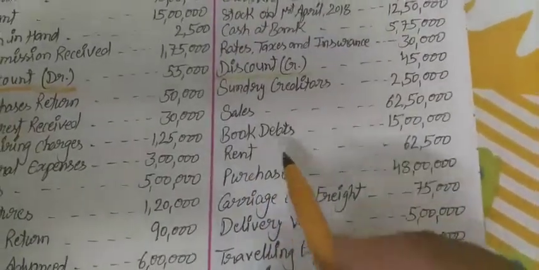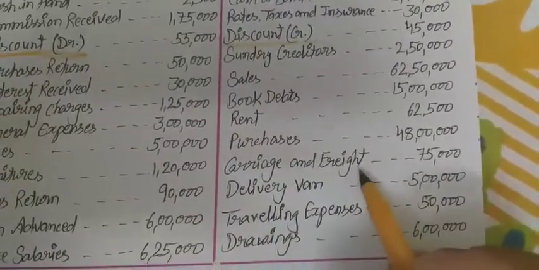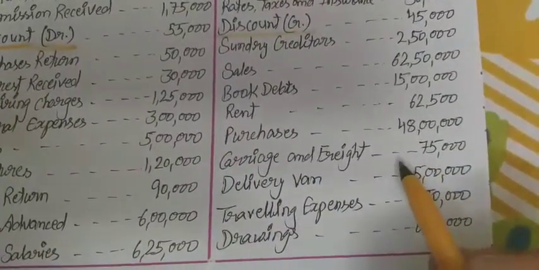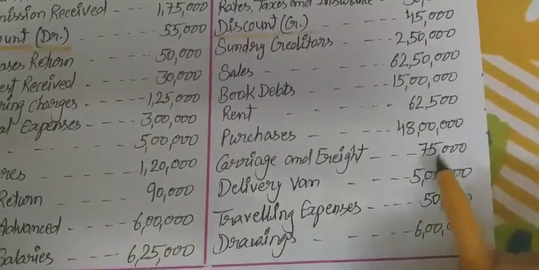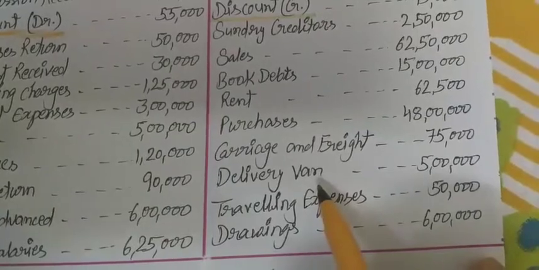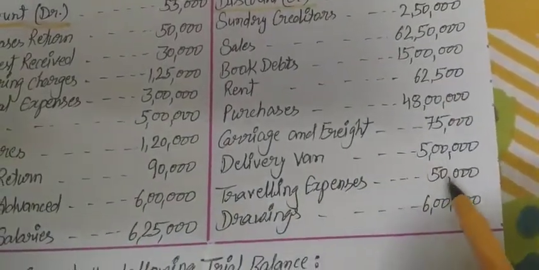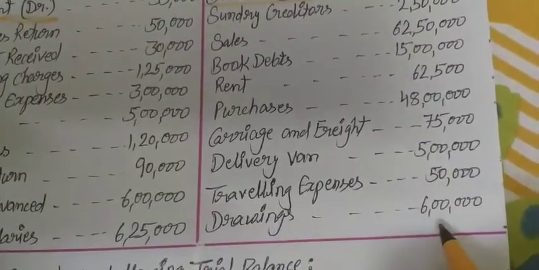be debit. Next one is purchases 48 lakh, carriage and freight, this is an expense, 75,000. Delivery van, it is an asset for the business, 5 lakh of rupees. Traveling expenses 50,000, and drawing 6 lakh of rupees.